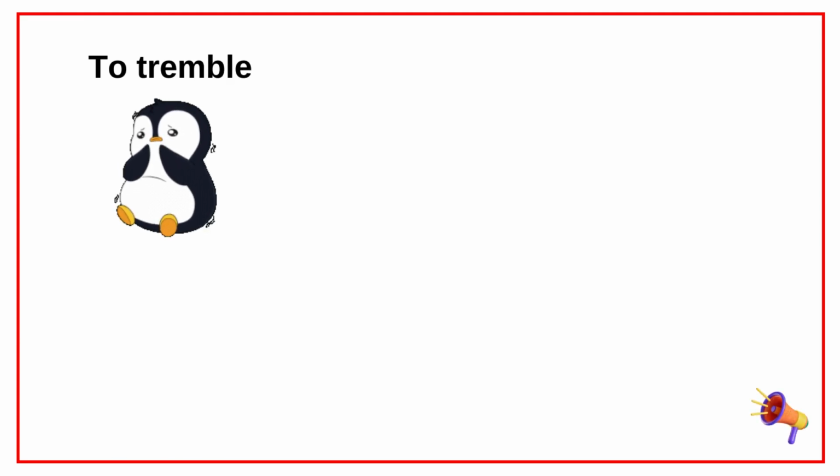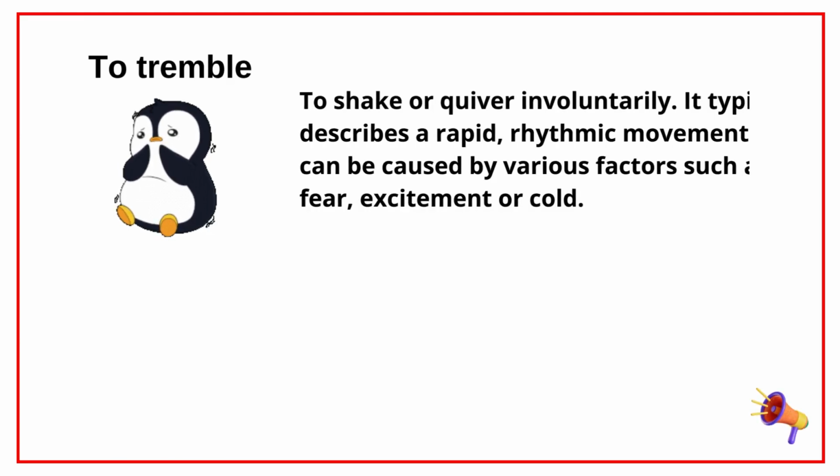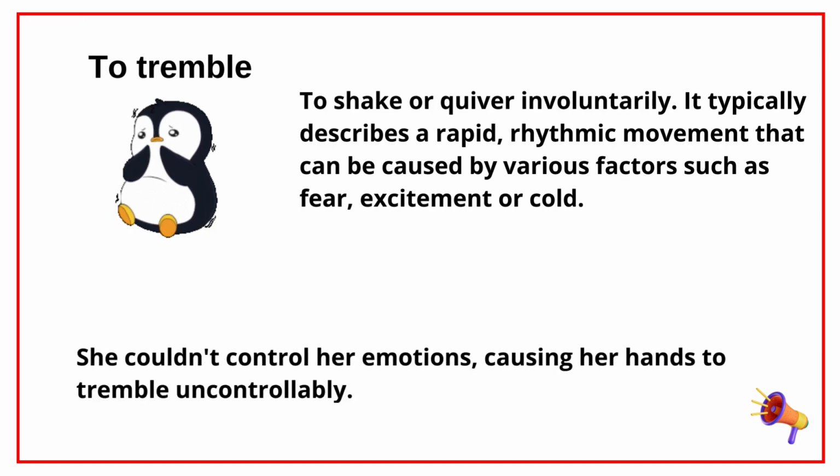To tremble. To tremble means to shake or quiver involuntarily. It typically describes a rapid, rhythmic movement that can be caused by various factors such as fear, excitement, or cold. Example: she couldn't control her emotions, causing her hands to tremble uncontrollably.